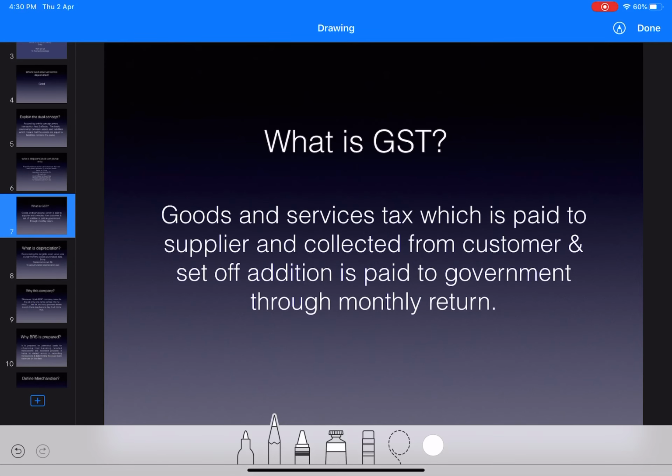Now the next question is, what is GST? This is very important. Goods and services tax is paid to the supplier and collected from the customer, and the set-off or addition is paid to the government through a monthly return.